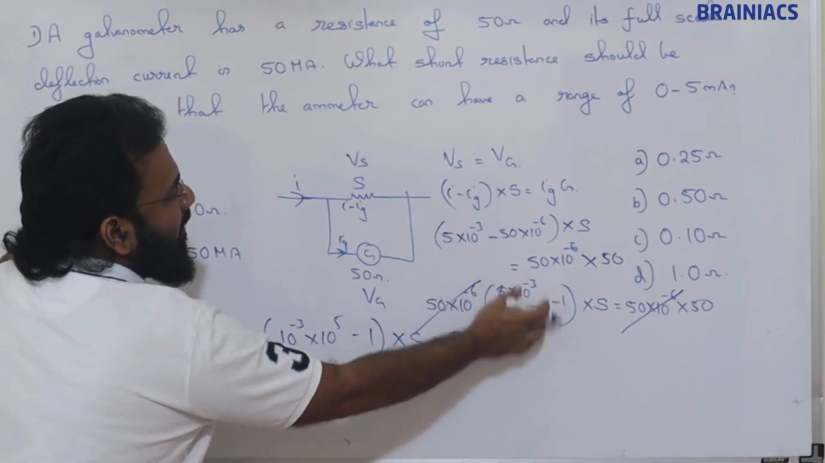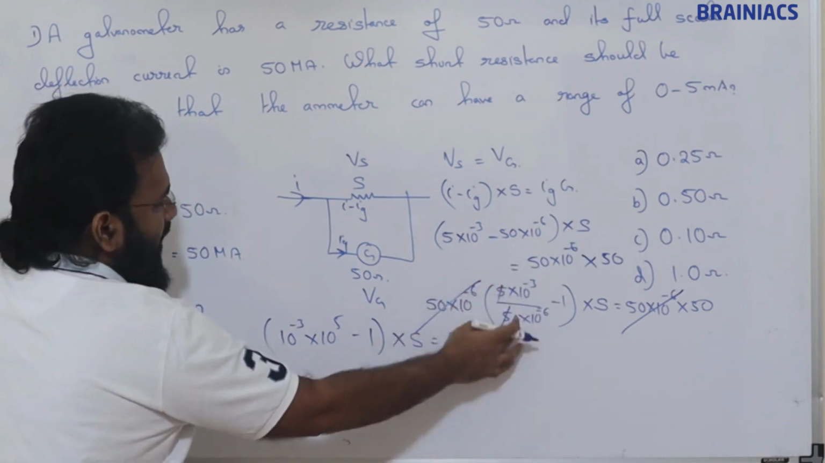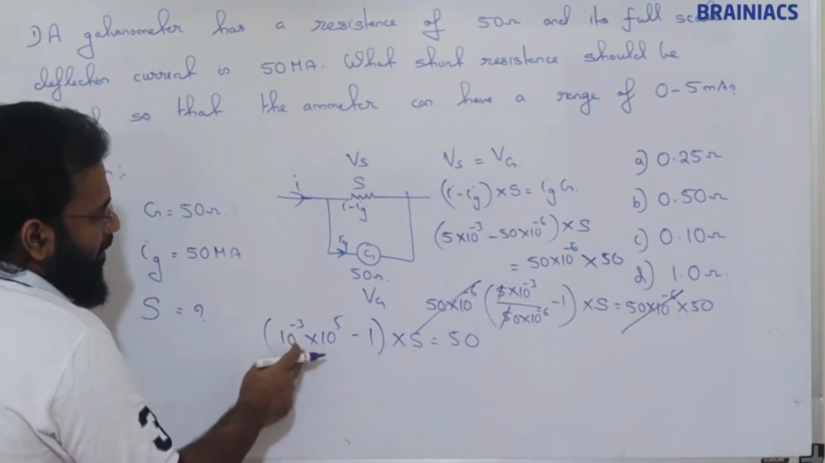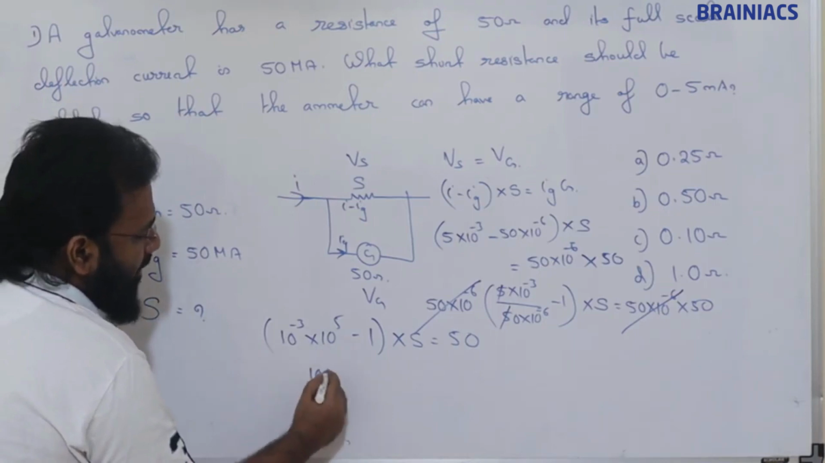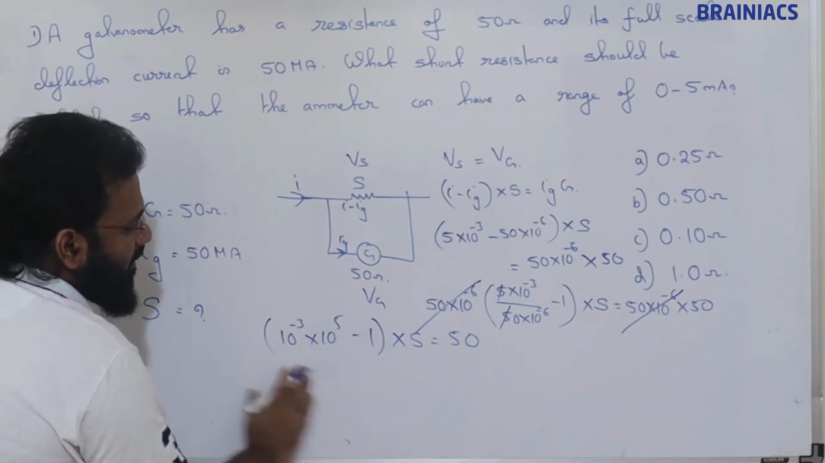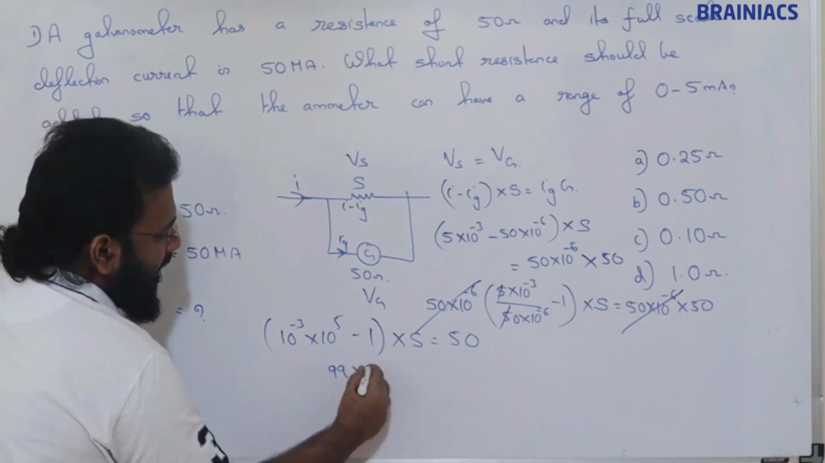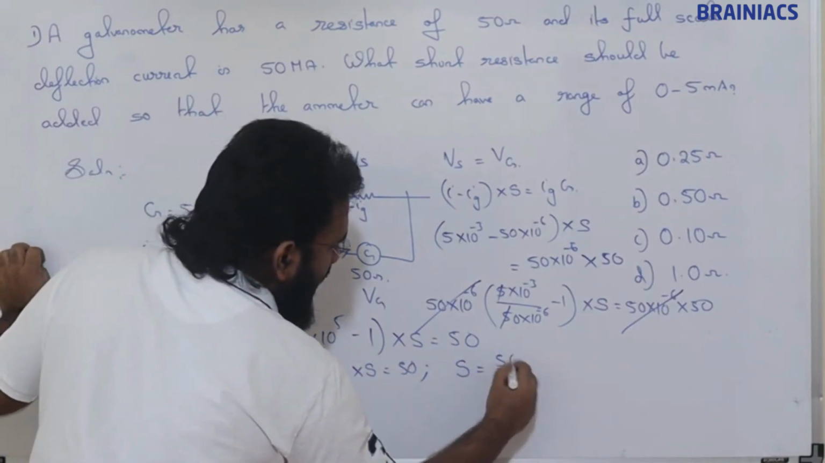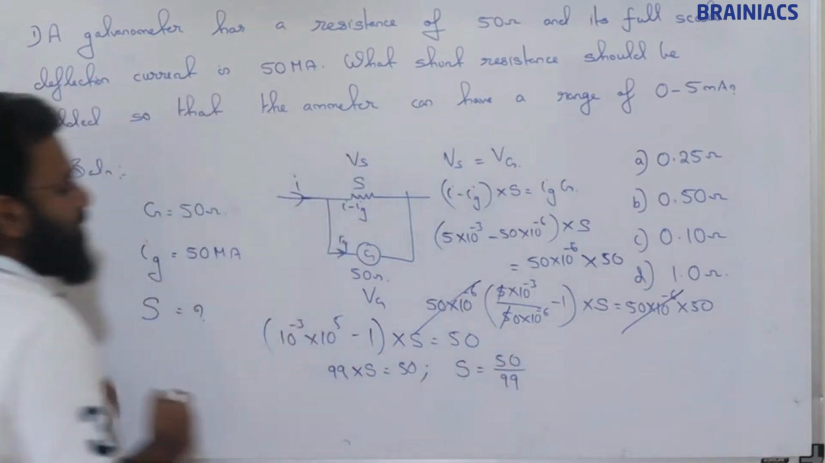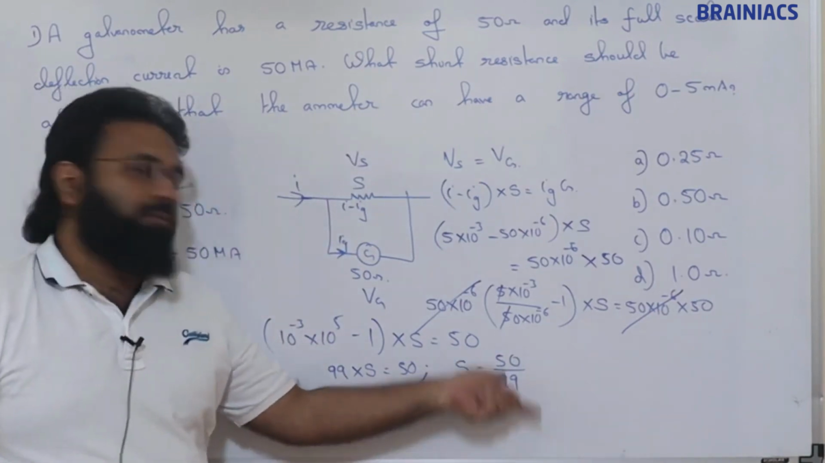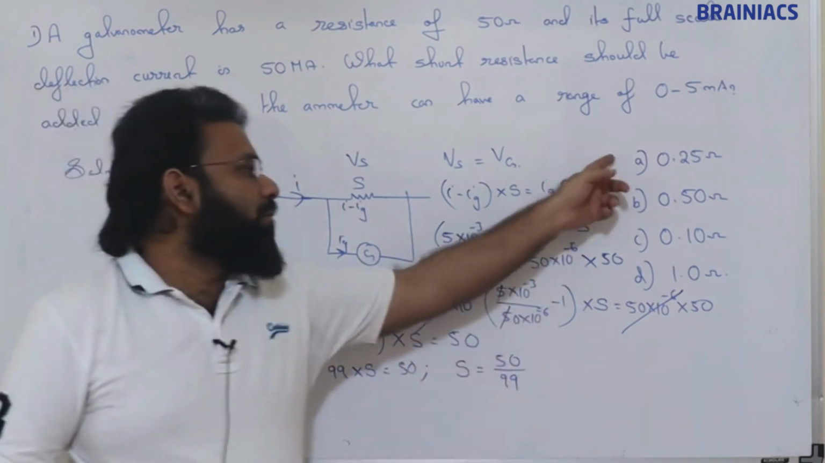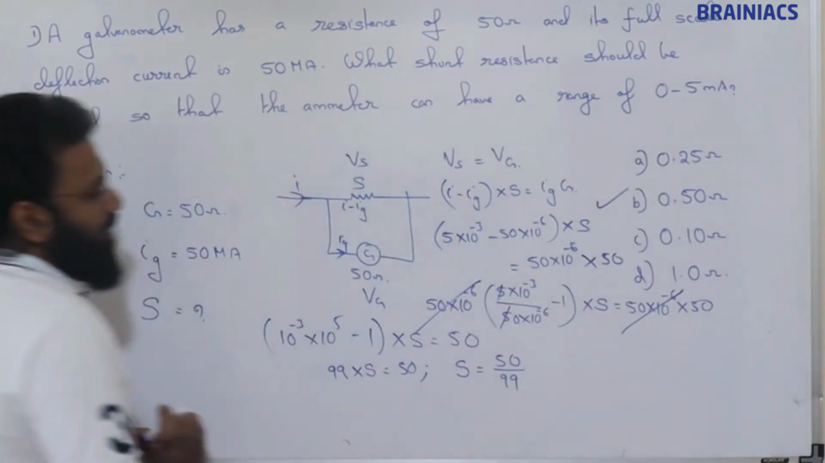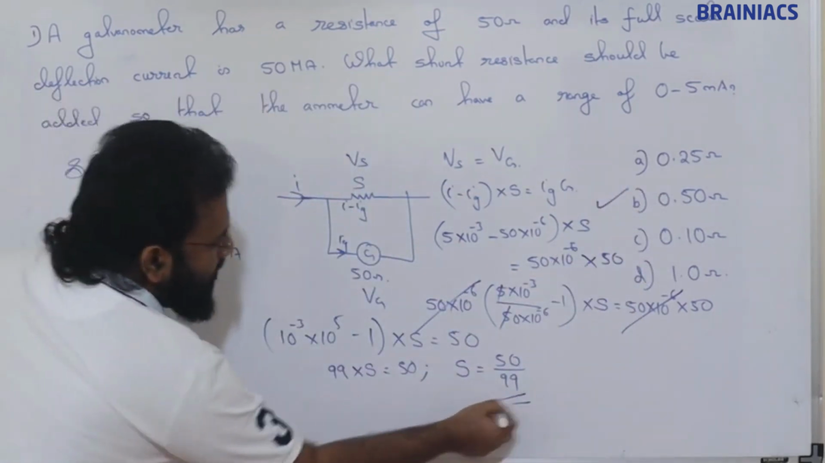If it goes up, this will become 10 raised to 6, so 10 raised to 3 is there. How to solve this? This will become 10, this will become 100. 100 minus 1 is 99. So 99 into S is equal to 50. We will get S is equal to 50 by 99. This is just like 0.5, we can take it as almost 0.5. Looking at the options, there is no answer near 0.5 other than one, so directly we can mark option B. This is the answer.